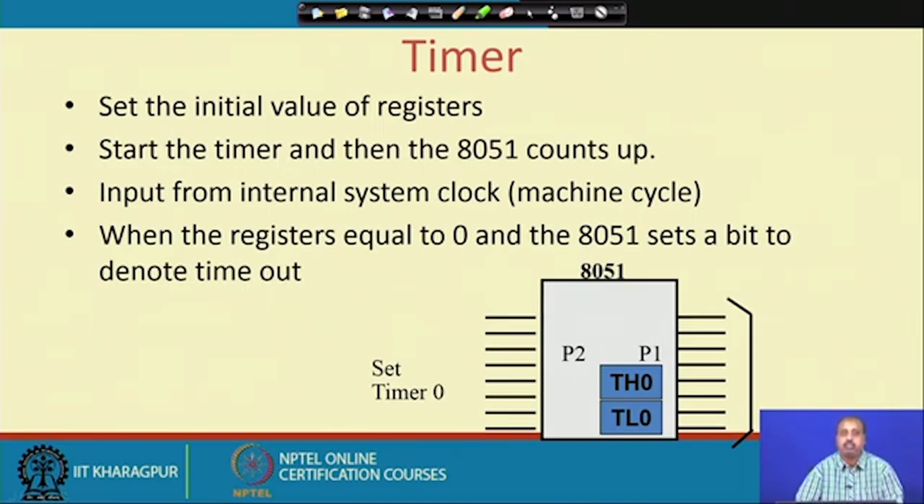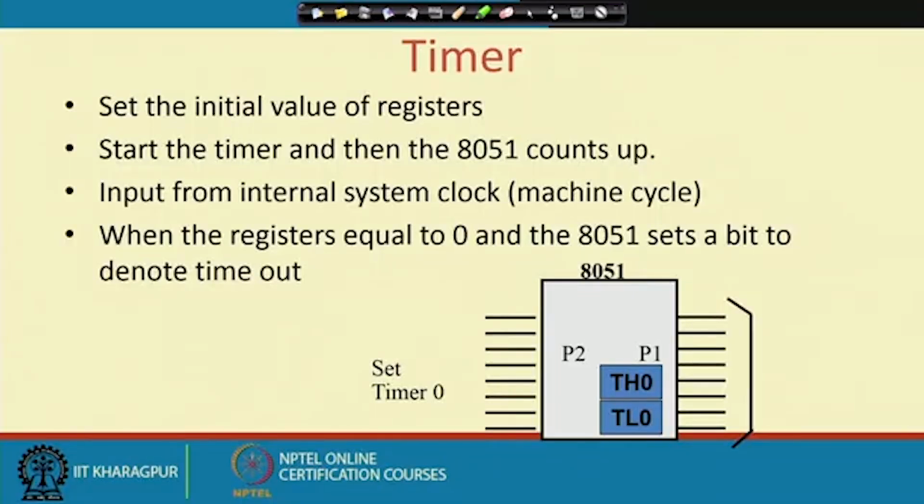up. Previously we were talking about count down or count up type of timer. In 8051, this is a count up type of timer. So, it will start counting up from the value that we have noted in this TH0 TL0 register pair, based on the input from the internal system clock. It will be updating the value of those registers, and when these registers become equal to 0, that means there is an overflow.